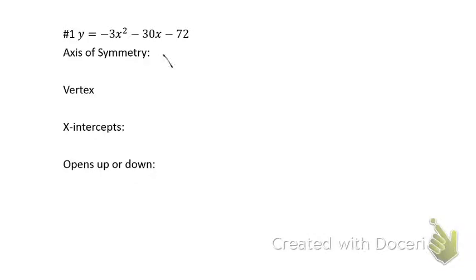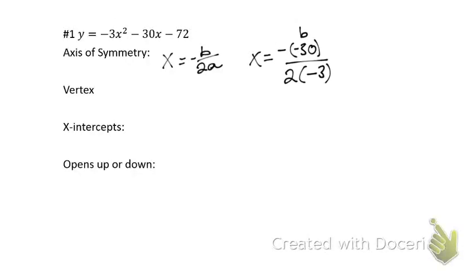Like we wrote down in the last video, that's x is equal to negative b divided by 2 times a. So I'm going to start by just filling it in. We have the negative of b, and b in this case is negative 30, divided by 2 times a, and a this time would be negative 3. So we start to work it out. The negative of negative 30 would be a positive 30, divided by 2 times negative 3, which is negative 6. 30 divided by negative 6 is negative 5. That tells us our axis of symmetry is x equals negative 5.